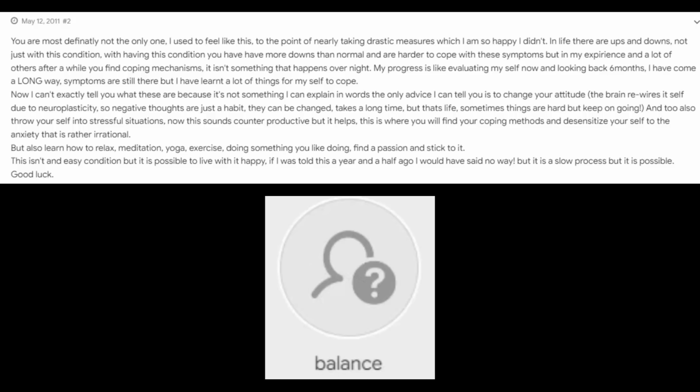This isn't an easy condition, but it is possible to live with it happy. If I was told this a year and a half ago, I would have said no way. But it is a slow process, but it is possible. Good luck. That's some good advice right there. Balance, good. And for a lot of things.